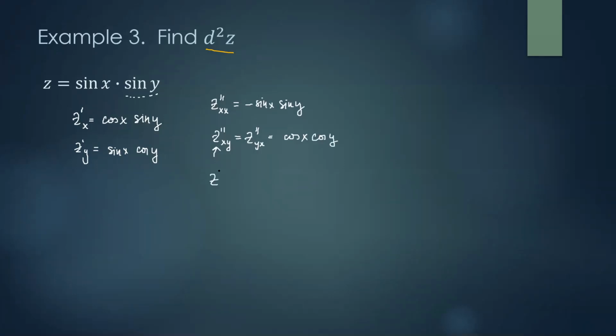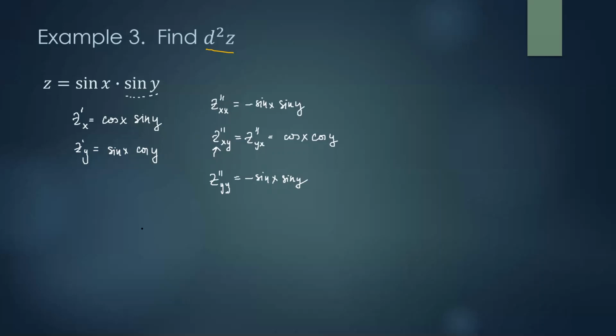And finally, the second order partial derivative, both times by y. So sine x is a constant for this. The cosine y derivative is minus sine y. Notice something: the two second order partial derivatives of the same variable are basically identical.